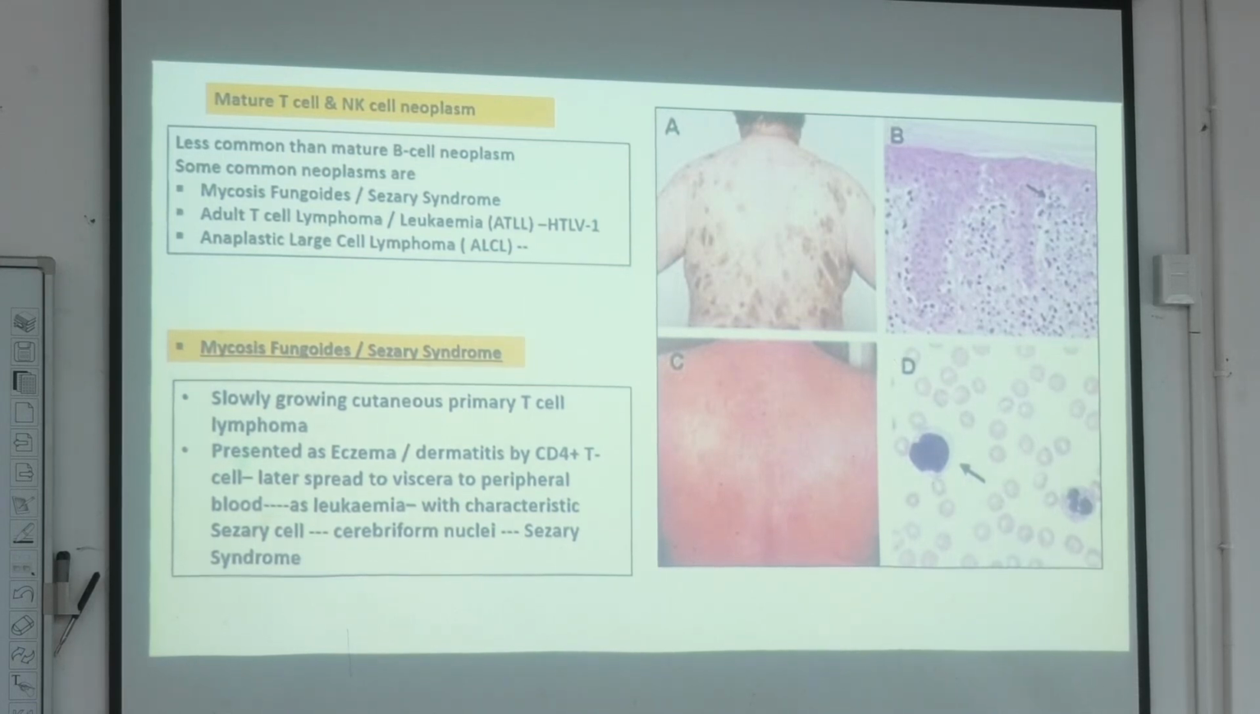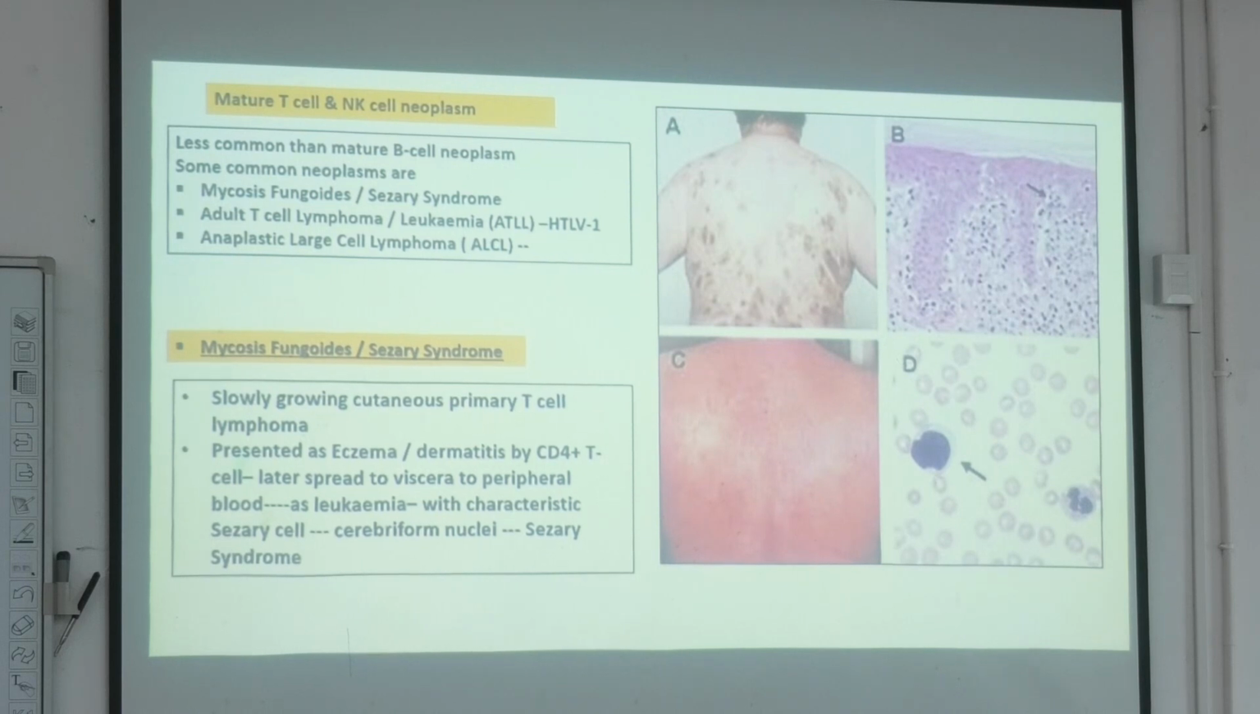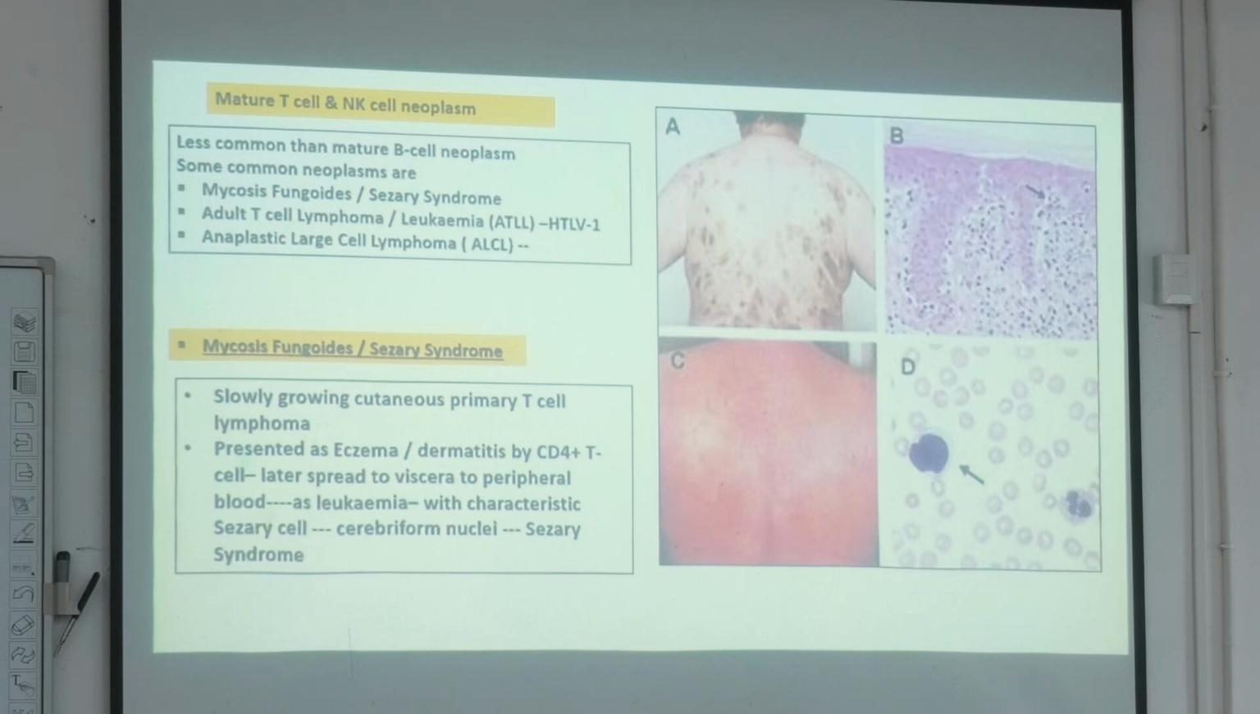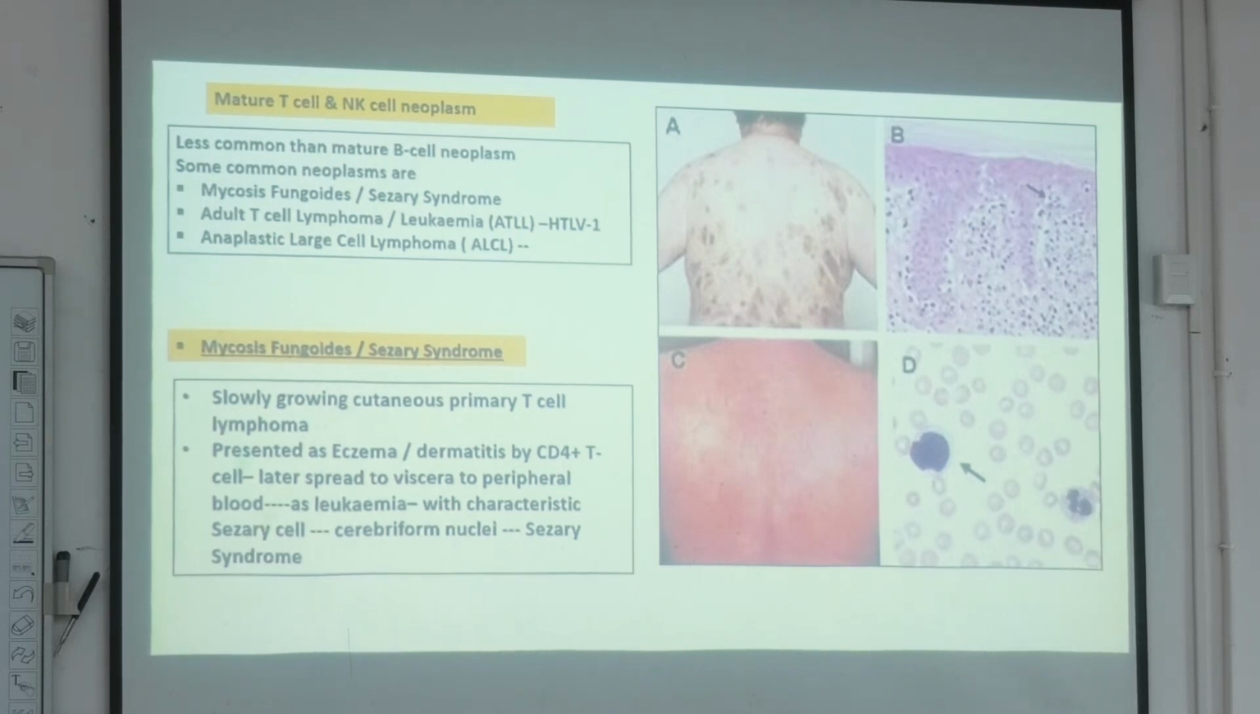Now we'll go to the salient point. You have to know the T cell lymphoma. It occurs usually in the skin and produces mycosis fungoides and Sézary syndrome. You have to know only these two entities originating from T cell lymphoma: Sézary syndrome and mycosis fungoides. This is from the skin infiltration.